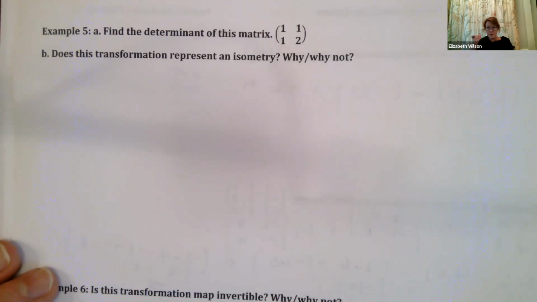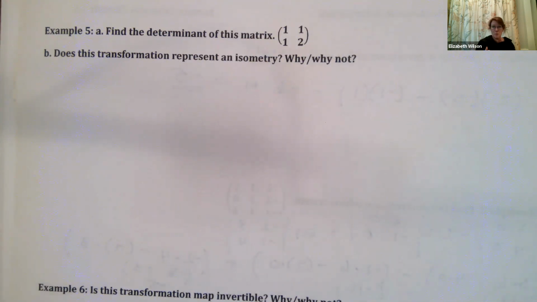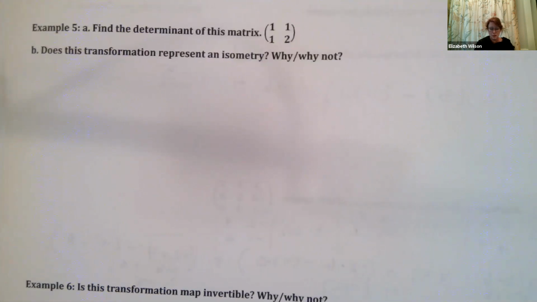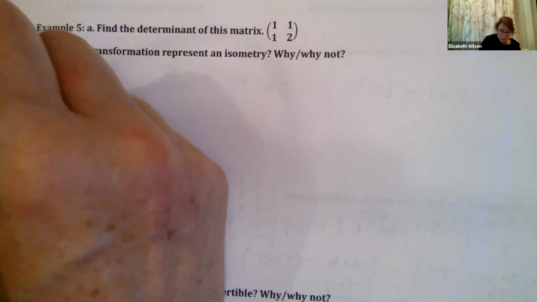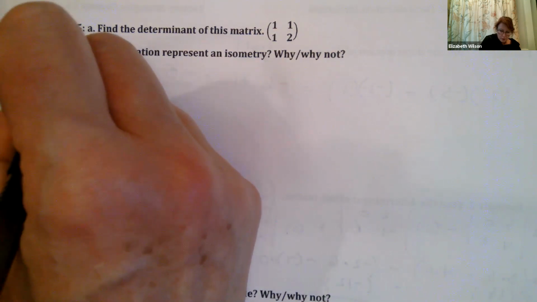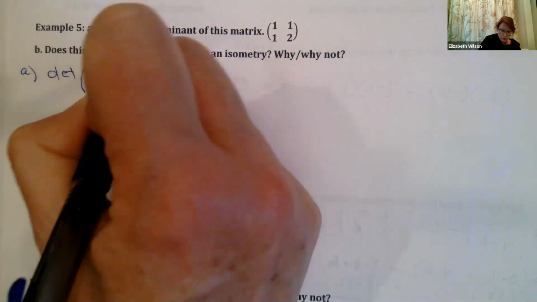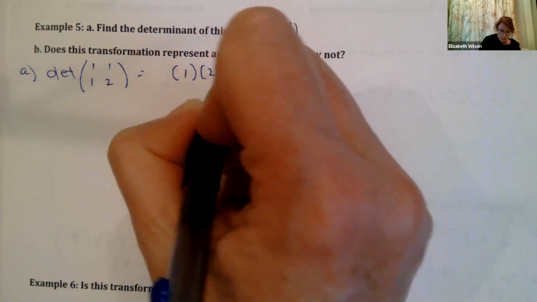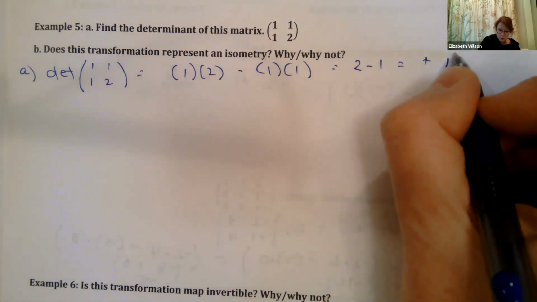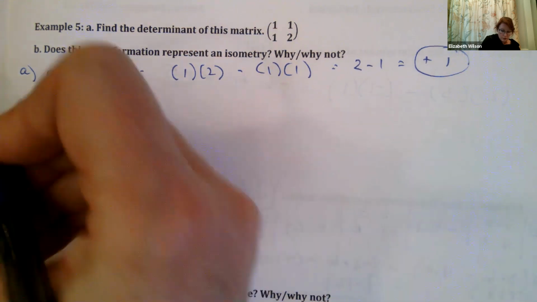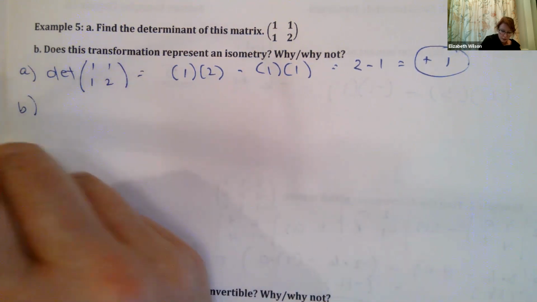Okay, I want to call your attention to, remember how I said a linear isometry will always have a determinant of positive or negative 1, but just because the determinant is positive or negative 1 doesn't mean that it's an isometry. So let's do the determinant. Part A, we're going to take the determinant of 1, 1, 1, 2. It's going to equal 1 times 2 minus 1 times 1, which is equal to 2 minus 1, which is equal to positive 1. Oh, looks promising. Is that a linear isometry? Let's check. I'm going to check the column vectors.